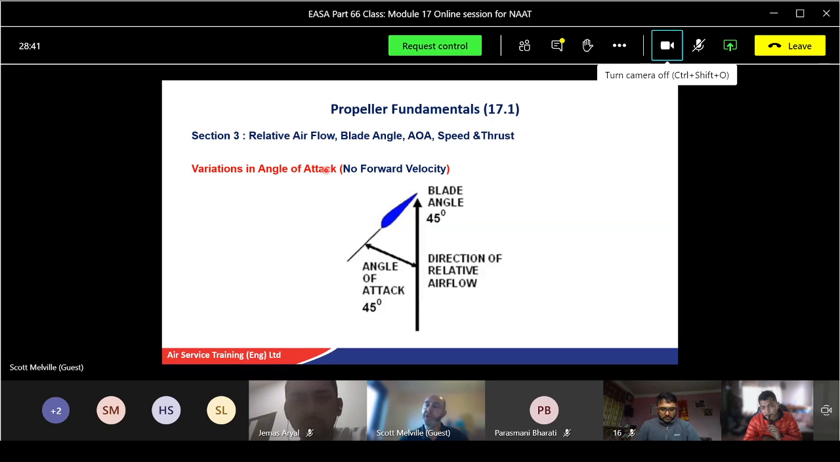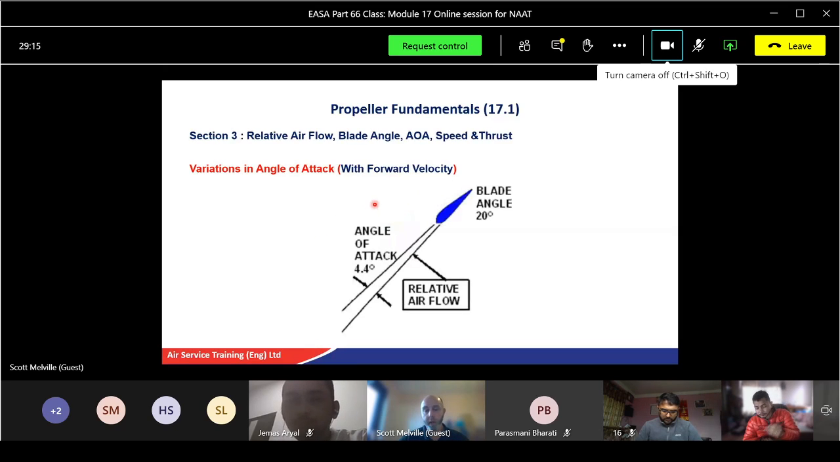So what we're saying here is we've got an angle of attack from the airflow coming in as the propeller is spinning around, and there's no forward velocity. That means the aircraft isn't moving. So the aircraft's on the ground, the propeller's spinning, and whatever angle of attack it's been set to will give us however much pressure, however much thrust. For instance, we've got a 45-degree angle of attack. This is on the ground, the aircraft is not moving, no forward velocity. If you're happy so far.